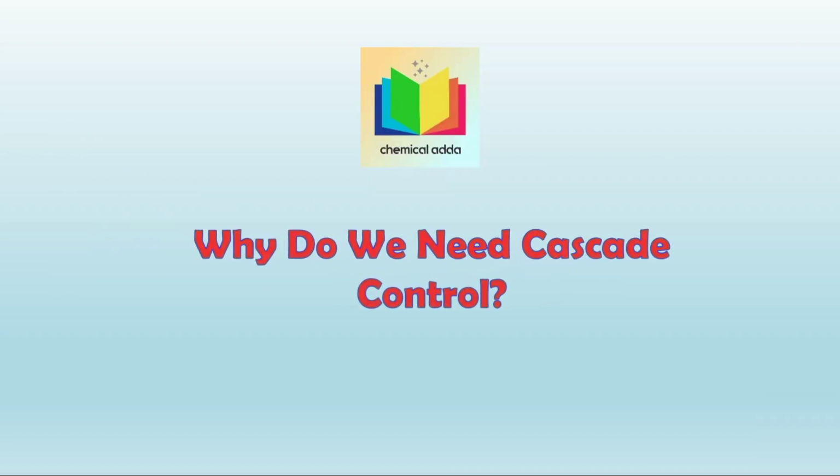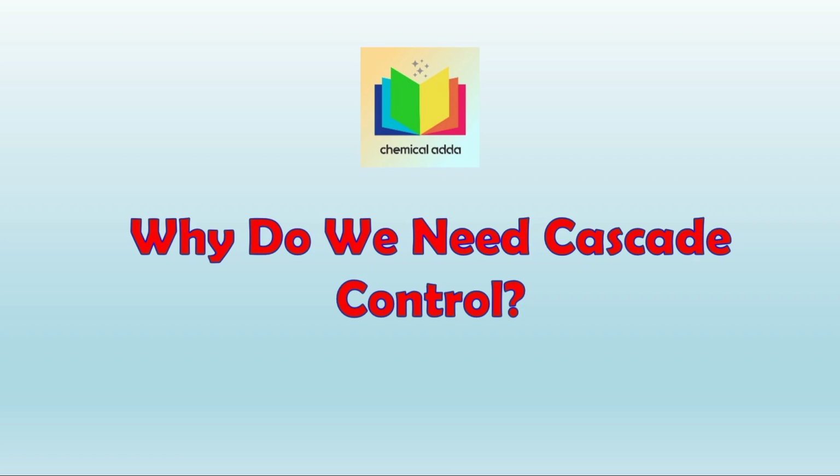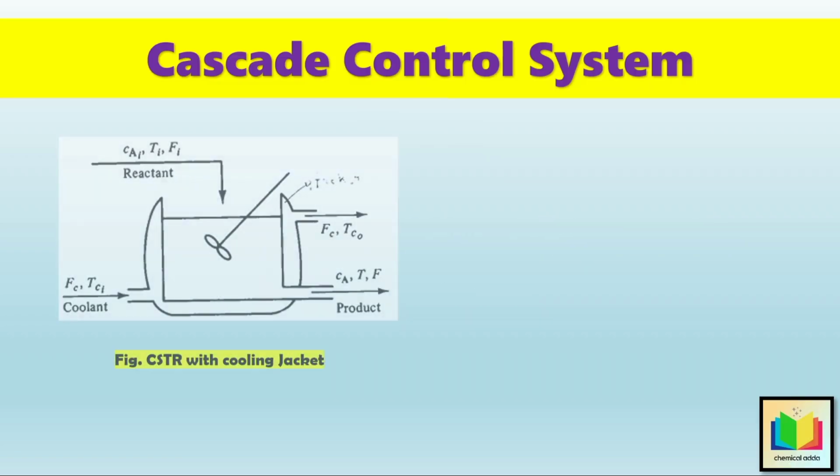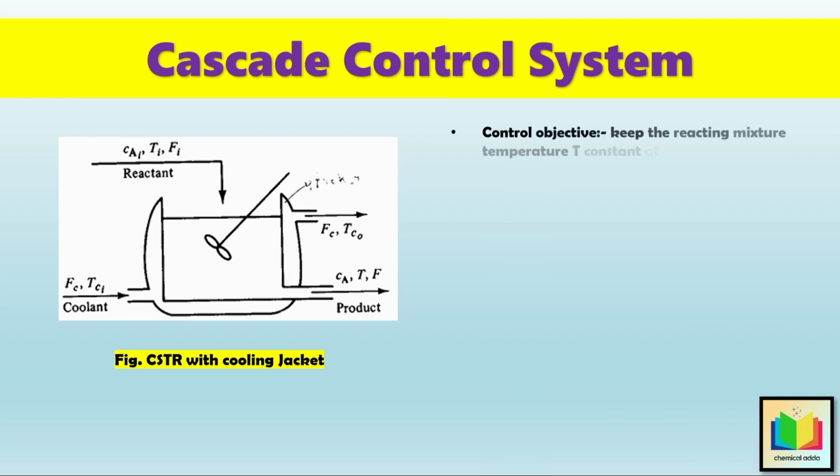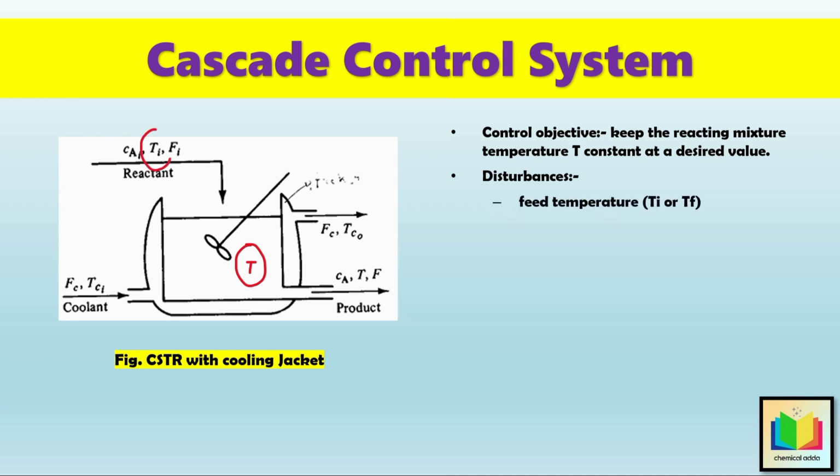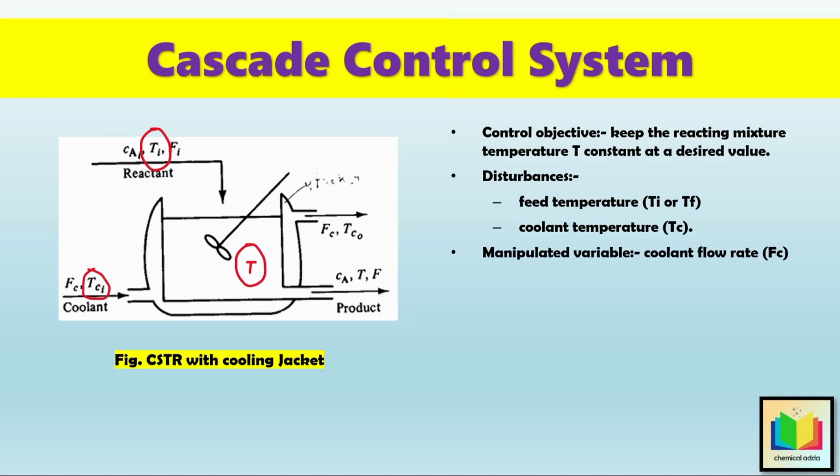Now, let's see, why do we need cascade control? Let's understand with an example of a continuous stirred tank reactor, CSTR, with a cooling jacket where an exothermic reaction is happening. Our main control objective is to keep the reacting mixture temperature, T, constant at a desired value. To do this, we control the coolant flow rate, FC. But there are two disturbances in this system: a change in feed temperature, which is represented by Ti or Tf, and a change in coolant temperature, which is represented by Tc. And we have only one manipulated variable, coolant flow rate, FC.